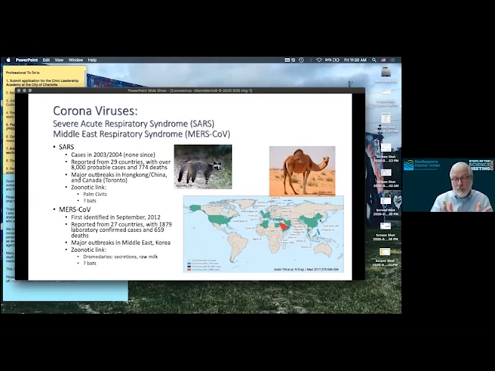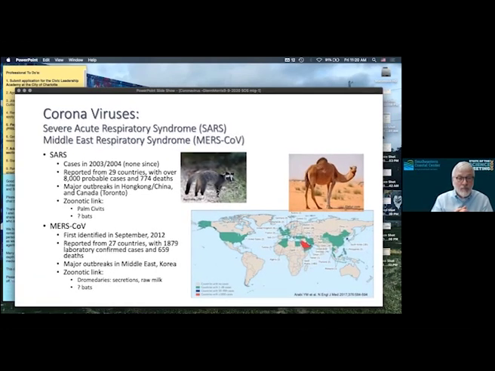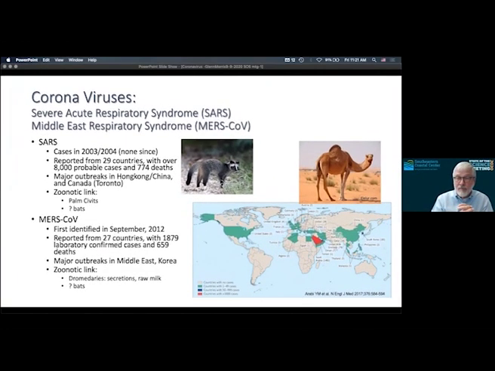MERS-CoV was identified in September of 2012. Currently reported from 27 countries. Not that many cases, close to 2,000 cases. Major outbreaks are in the Middle East. Interestingly, there was a big outbreak that occurred in South Korea. Its zoonotic links, dromedaries. For those of you who are not up on your camels, a dromedary is a one-humped camel, shown in the picture here. And apparently the virus has passed through secretions and raw milk to humans. Next slide.